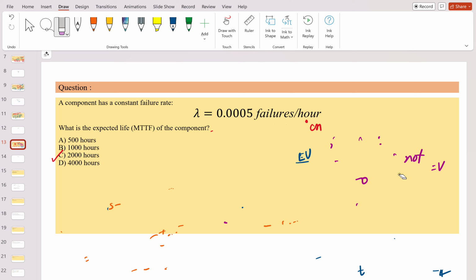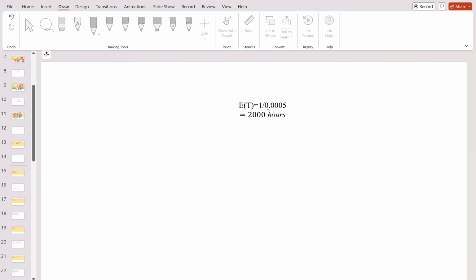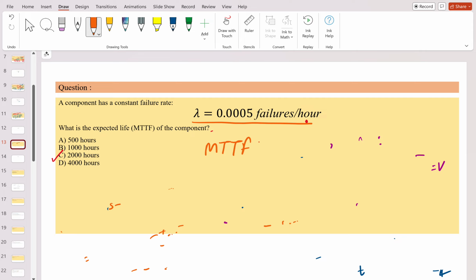Okay, so in this problem, what it is saying is that lambda is given, that is, a constant failure rate is given, and it is asking what the MTTF is. Basically MTTF is 1 upon lambda.